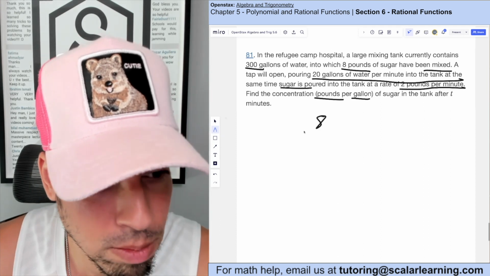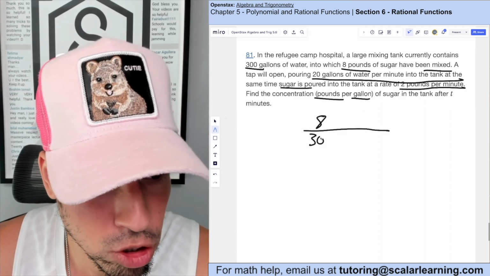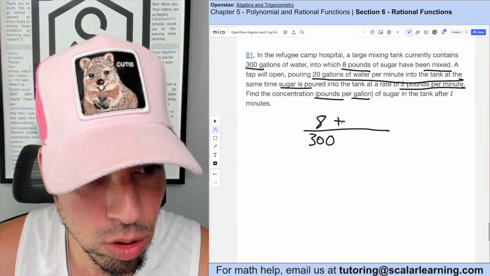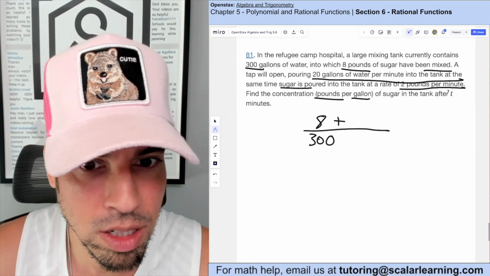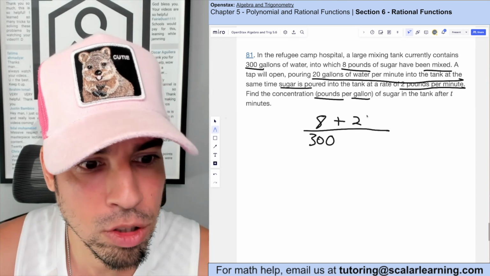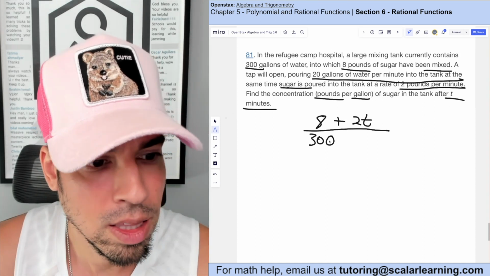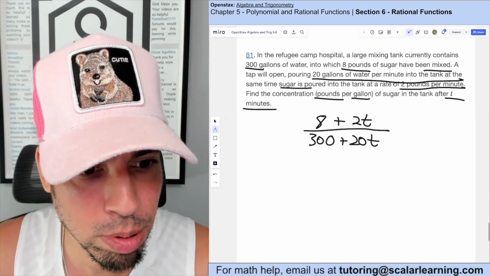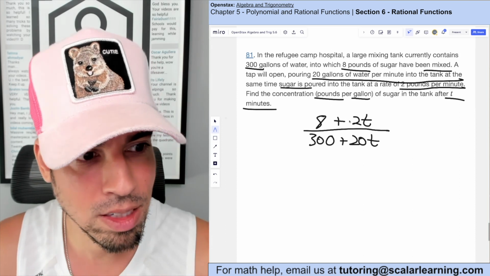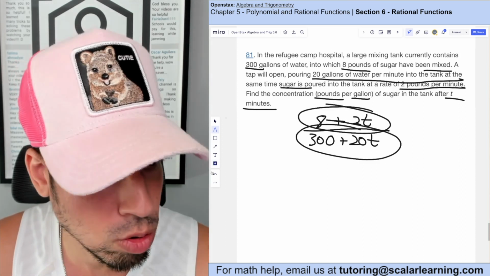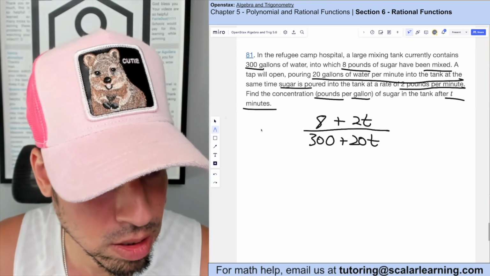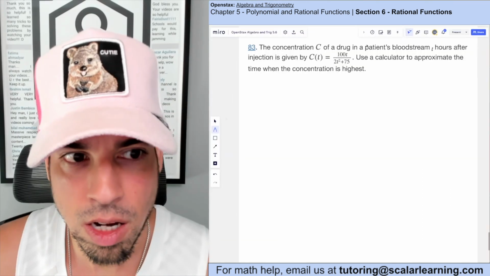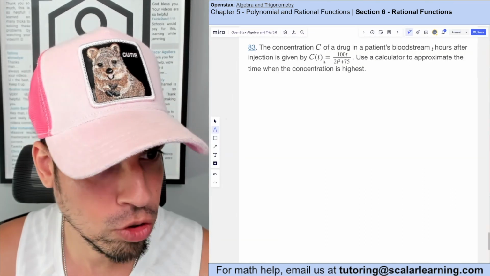So we're starting off with 8 pounds of sugar divided by 300 gallons of water. And then the sugar and the water are increasing simultaneously. So the sugar on top, right, we're starting with 8 pounds, is increasing at 2 pounds per minute, where t is minutes. And then the water is increasing at 20 gallons per minute, so 300 plus 20t. This will give us the total pounds over the total gallons. And then we can represent this as concentration, aka C, as a function of time. There's your answer. Done.